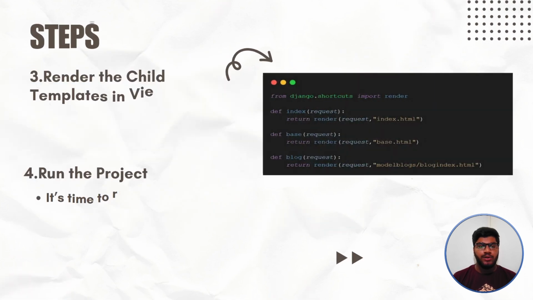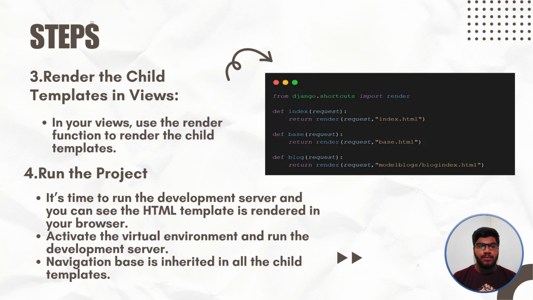And then we are going to render the child template in the views. In the figure, we can see that in our views, you use the render function to render the child templates. Here the child templates are index.html, base.html, and blog index.html. These are the three child templates which come under the base template navigation.html.